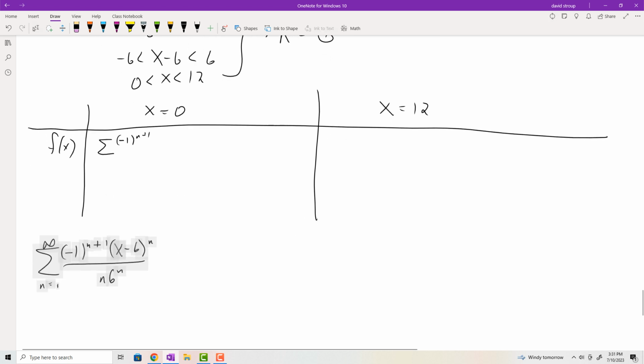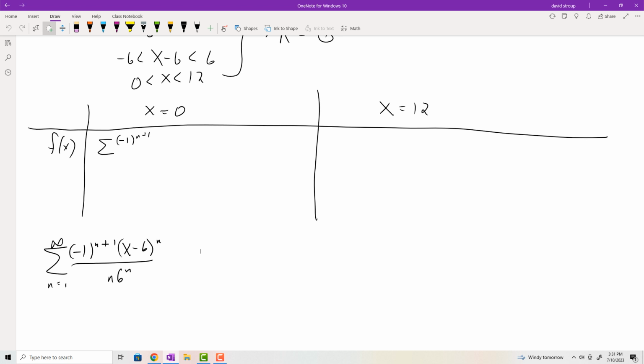I'm not going to make a chart after all. That guy's f of x. So anyways, plugging in 0, I'll get 0 minus 6 to the n, and then all over n, 6 to the n. So I got -1 to the n plus 1 times -6 to the n.